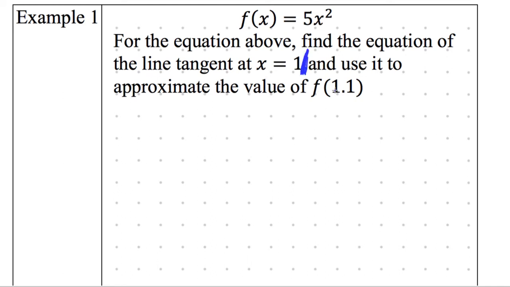and use it to approximate the value of f of 1.1. We'll do that after we find the equation. So let's pause right here. For the equation above, find the equation of the line tangent at x equals 1. How am I going to do that?